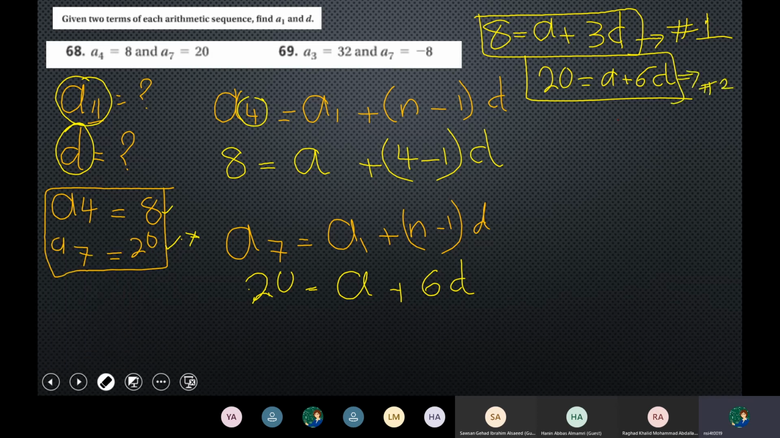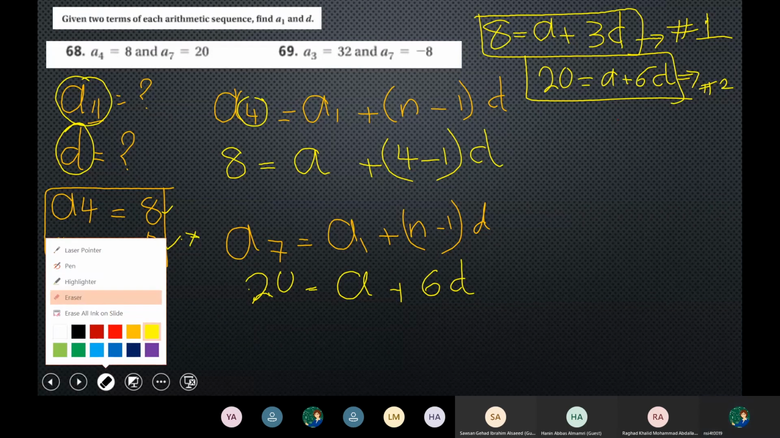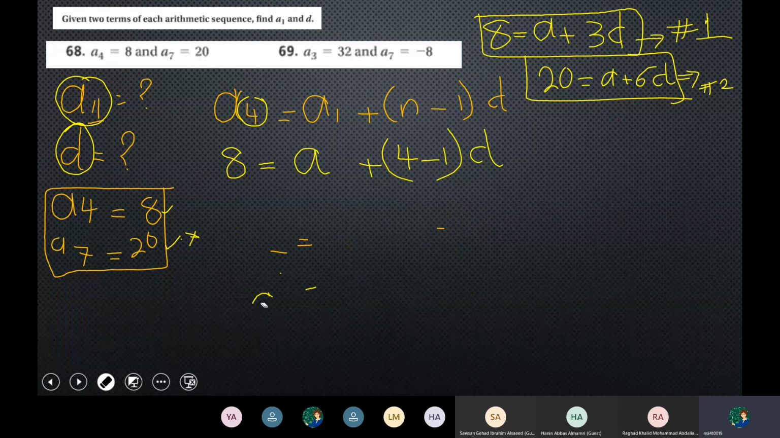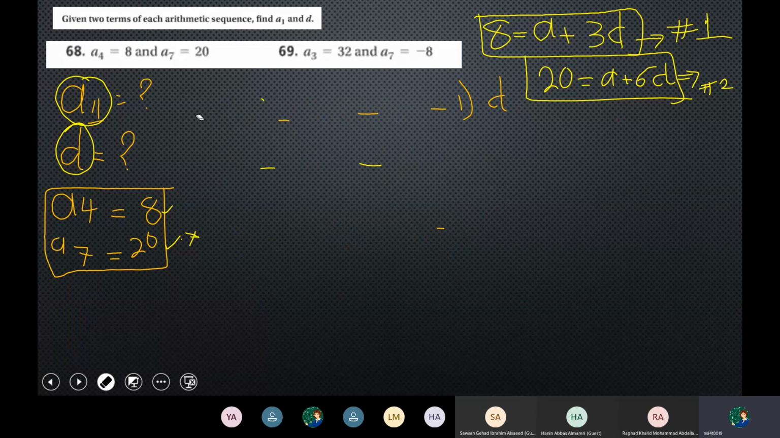I will repeat. Here I have to find A1 and D. So two variables, so I need two equations. From where do I bring these two equations? From A4 and from A7. After I have two equations, I can find the two variables that I'm looking for. Now 8 is equal to A plus 3D and 20 is equal to A plus 6D.